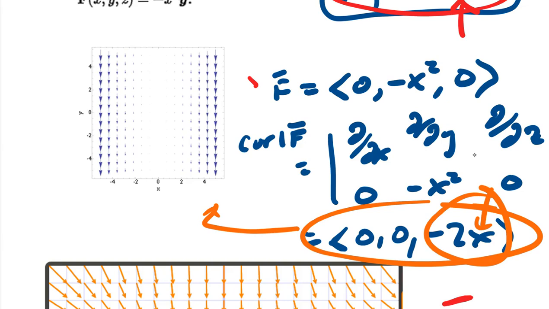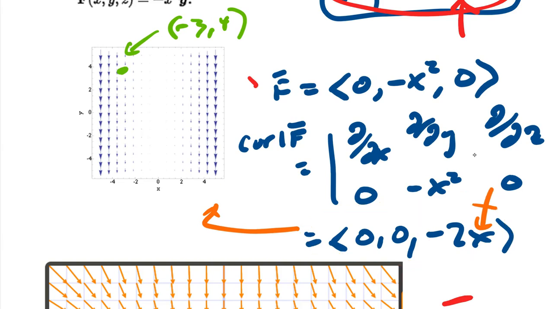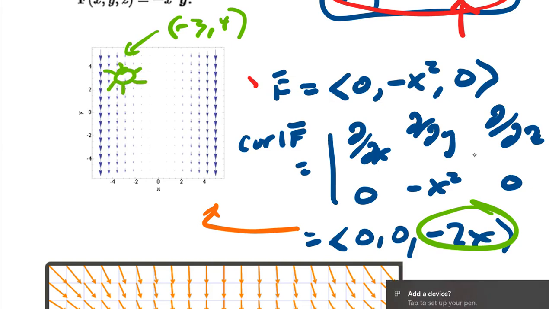Over here, let's say I'm at this point, negative 3, 4. The curl is going to be 0, 0, and then positive 6. So this is going to go counterclockwise, because if you do the right-hand rule, your thumb points out of the page. And let's see why. If you have a little paddle wheel there, you can see that the vectors are bigger on the left than they are on the right, and so it's going to go this direction.